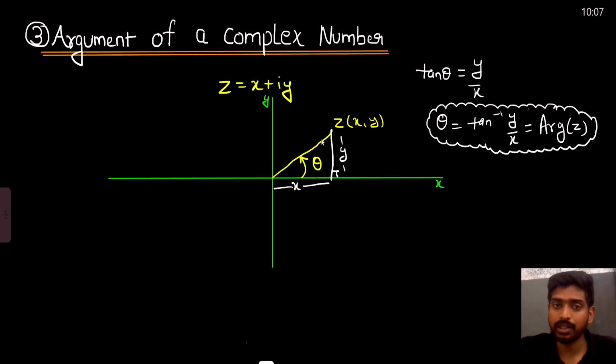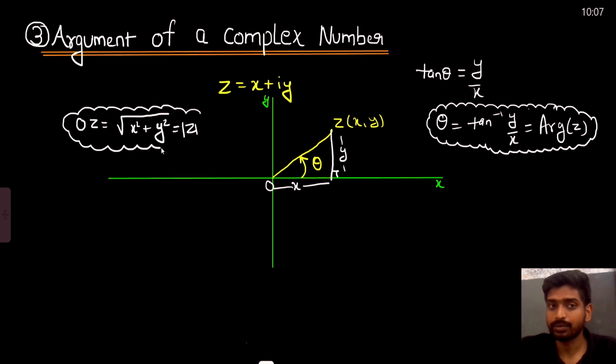Now, angle we got. Now tell me the magnitude, the length of this line, the OZ line. We studied earlier that this is equal to the modulus. How to find the modulus? Under root of real part square plus imaginary part square. This only is known as mod of z, modulus of z. Got it? We got a basic idea of argument.